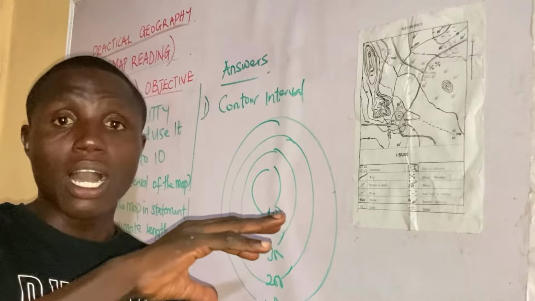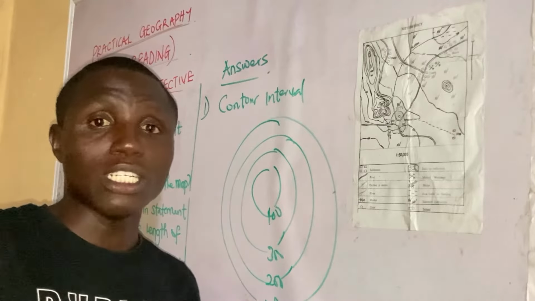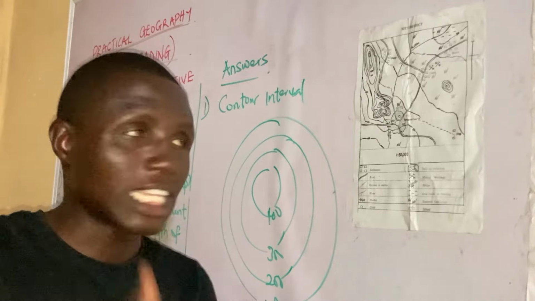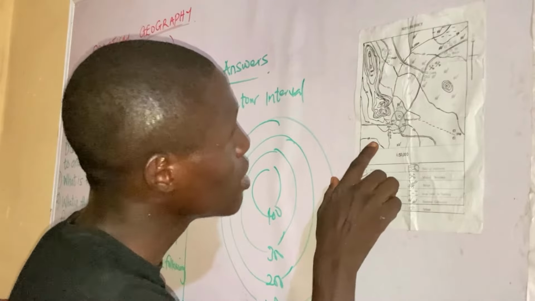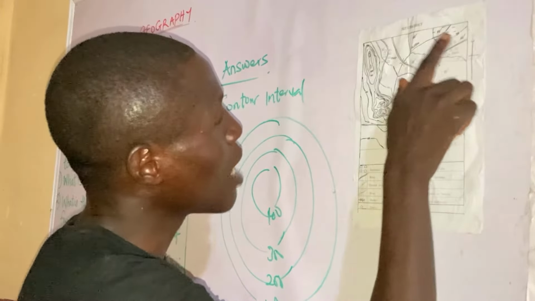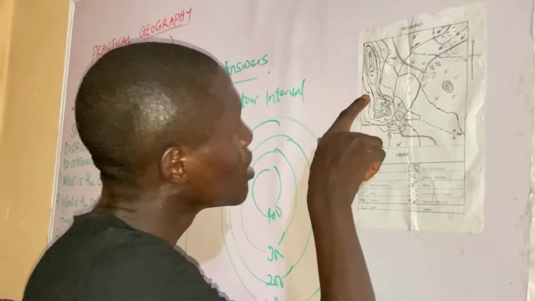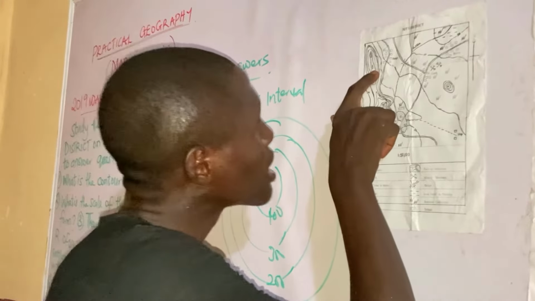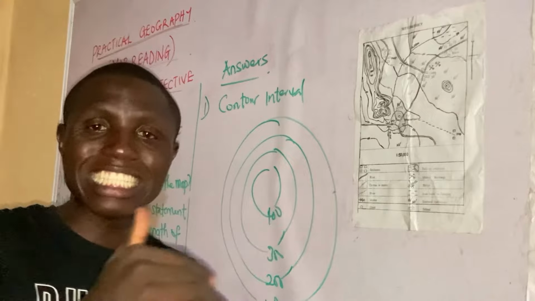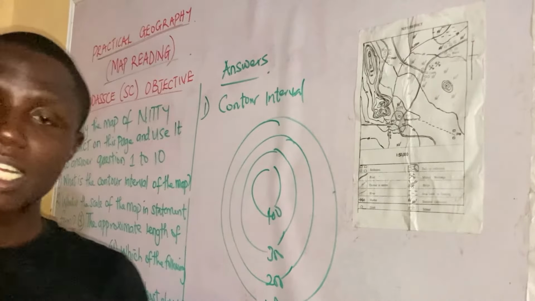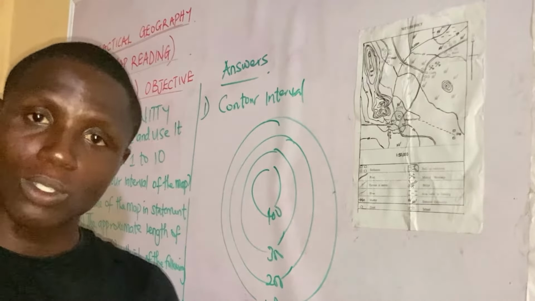To answer this first question is to tell us the contour interval. You can see the difference between these contour lines: 100, 300, 400, 500, 600, 900, 1000. So that is the difference between one contour line and the other.